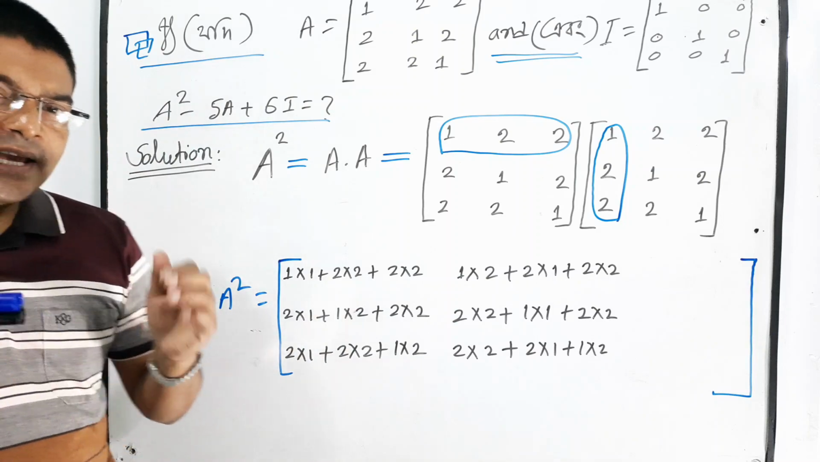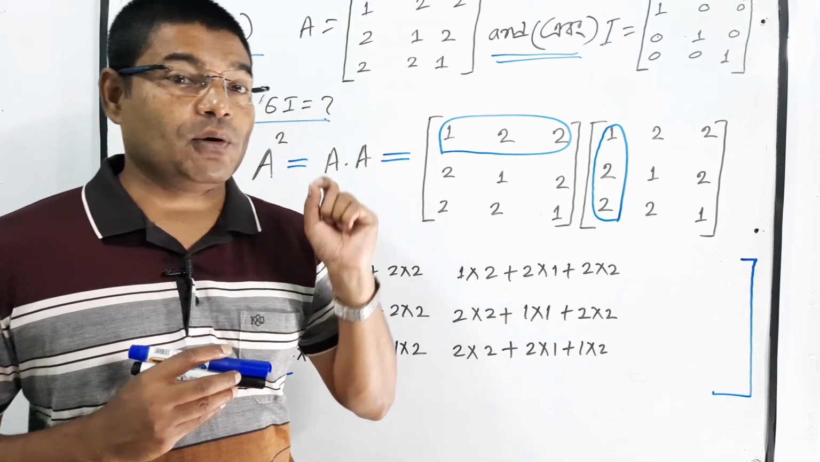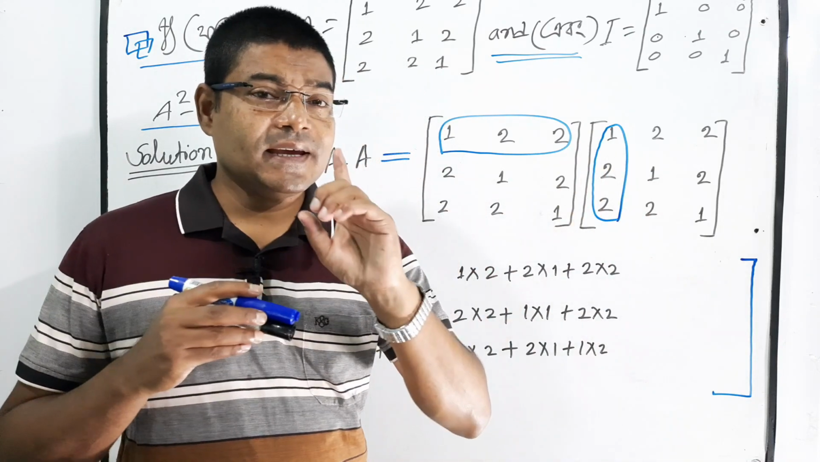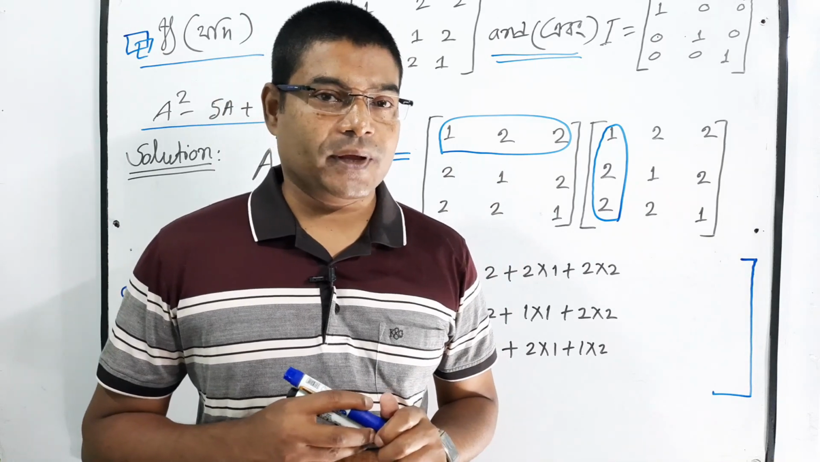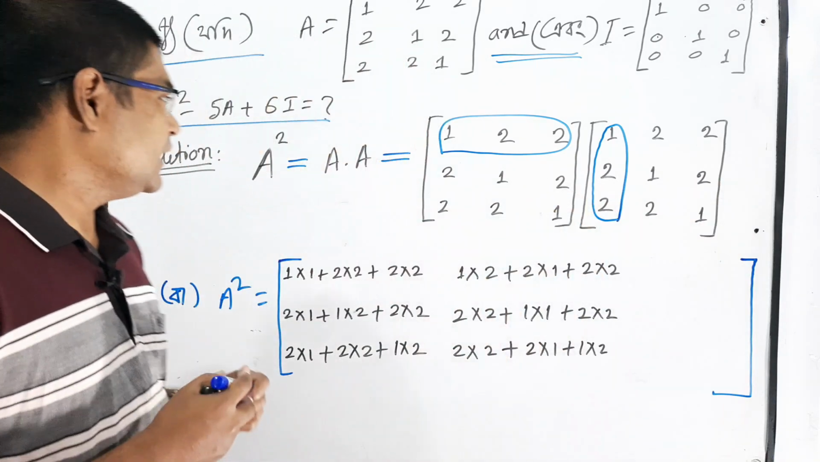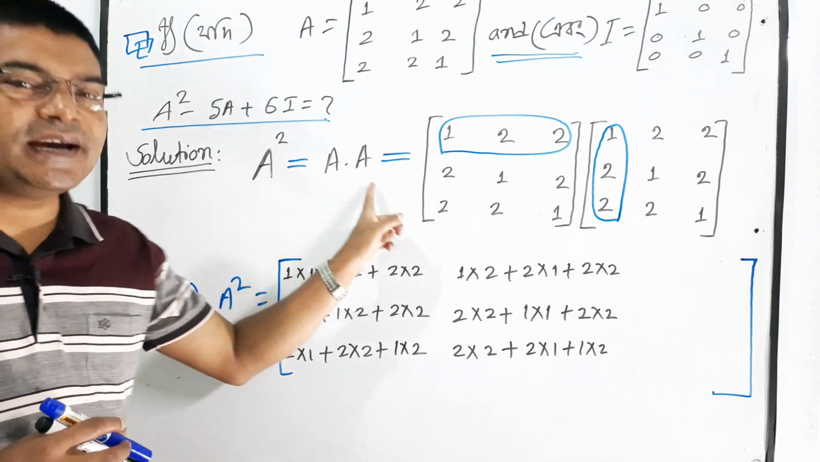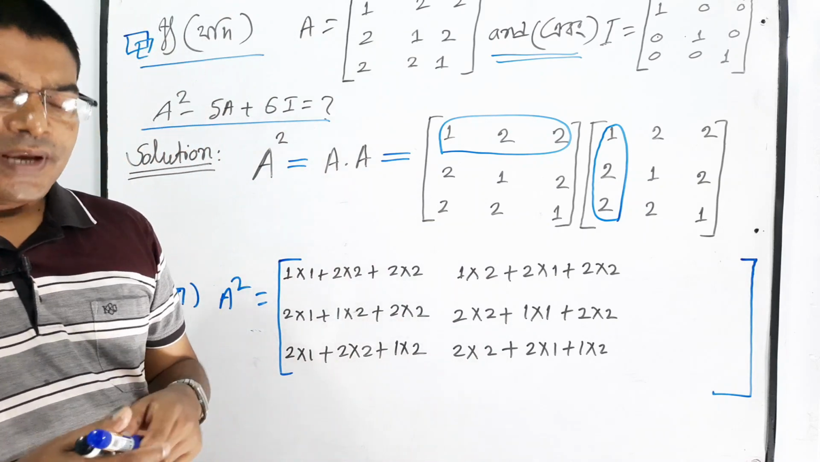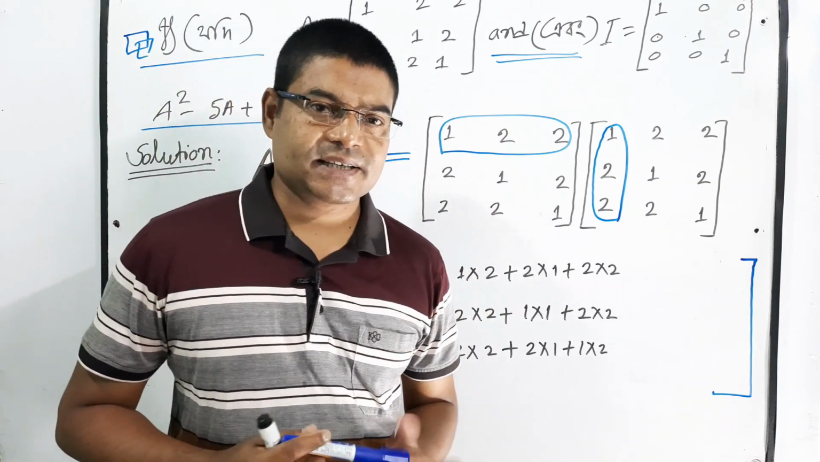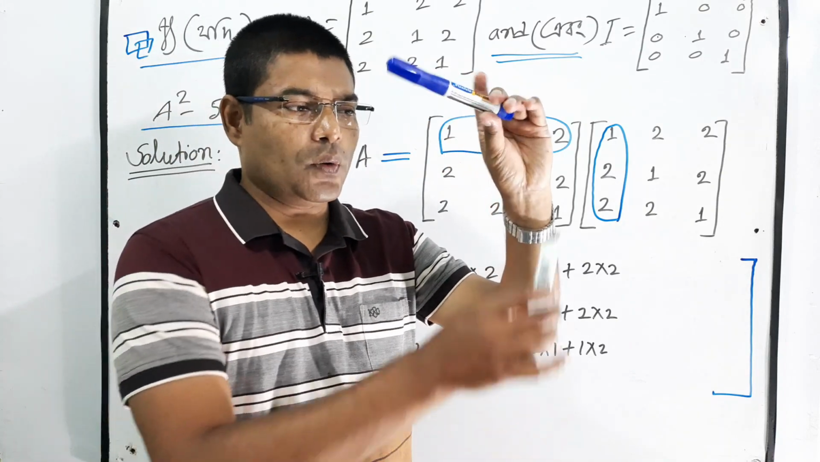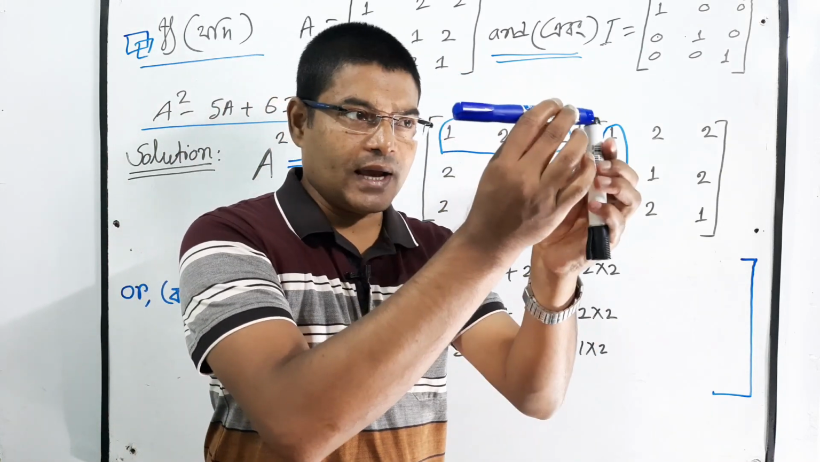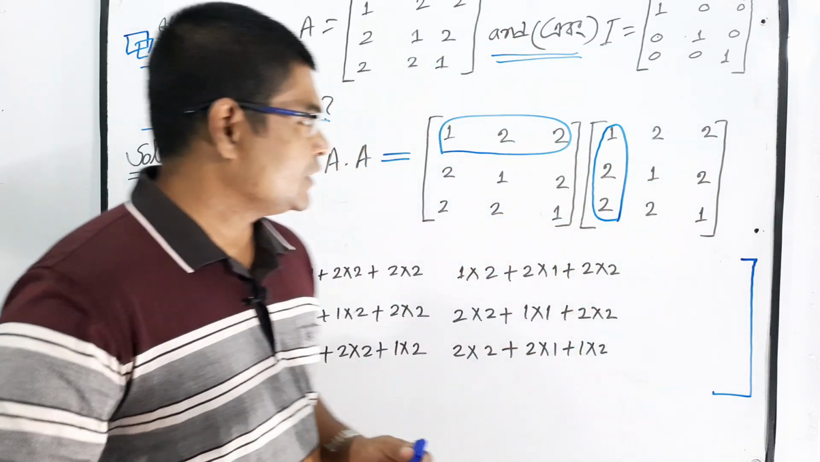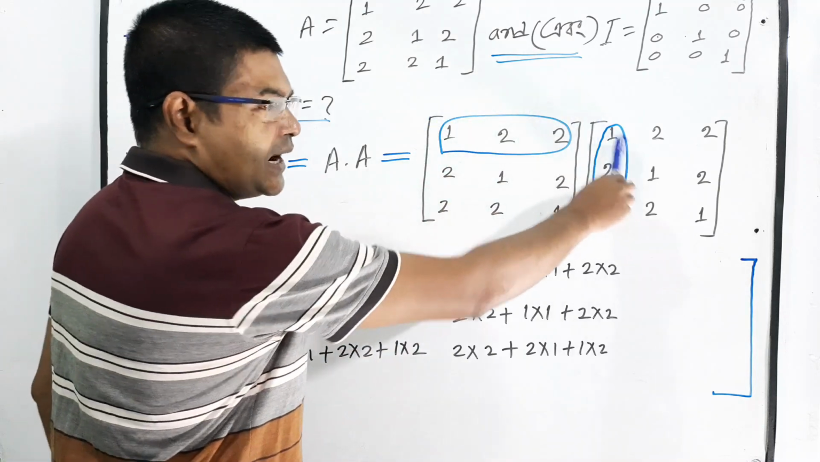So if we want to solve this, we have to find out at first A square, A into A. First we have to find A square. So let's come back, please follow. Here A square equals A into A. You have to write A into A. According to the system of multiplication, this is row and this is column, then again row and column. So you have to follow this.